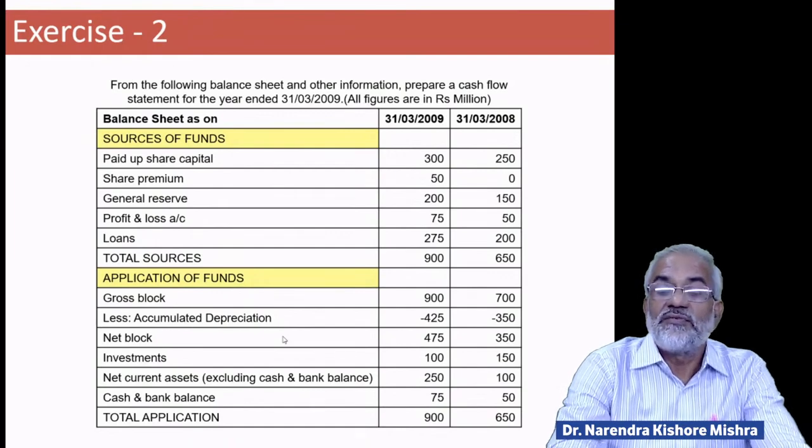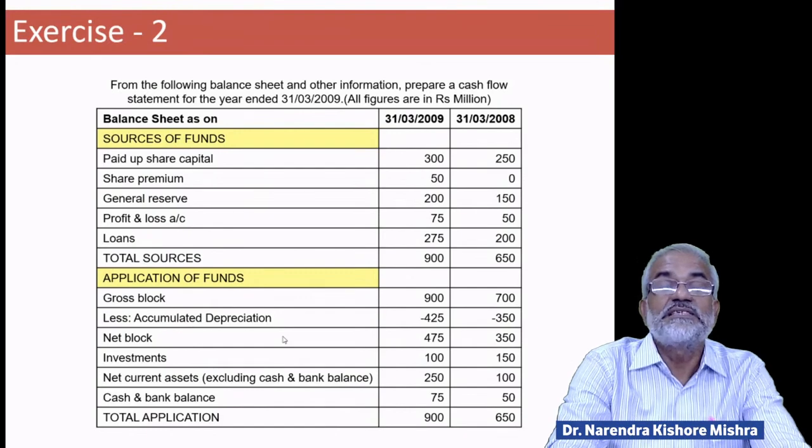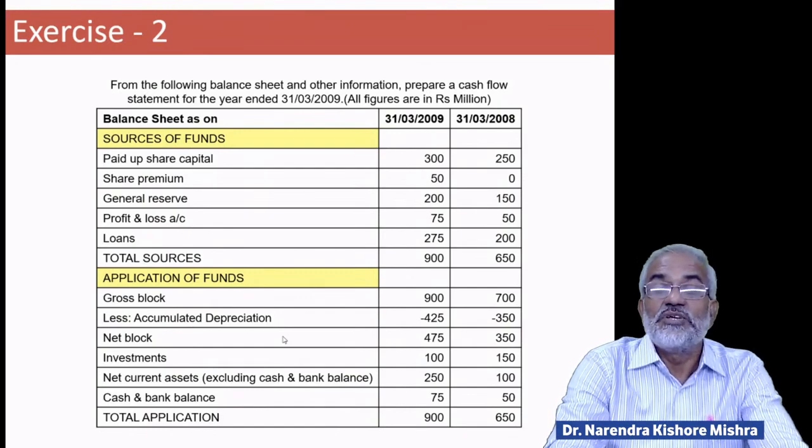And under the application of funds, different items are given, like gross block. Gross block means fixed assets from which the accumulated depreciation has been deducted. The net block of fixed assets is given. Investments are given, net current assets are given, cash and bank balances are given, and the total of sources is 900.